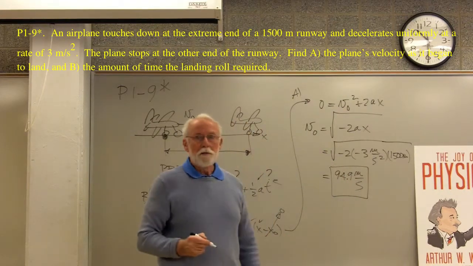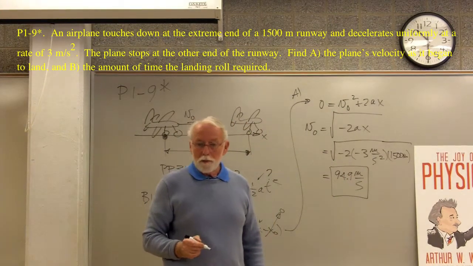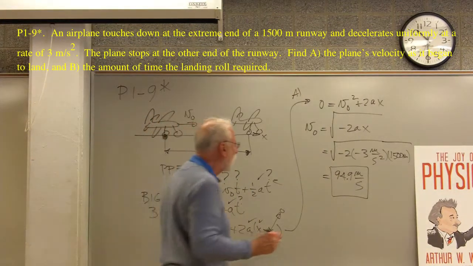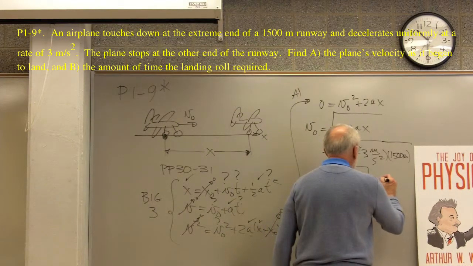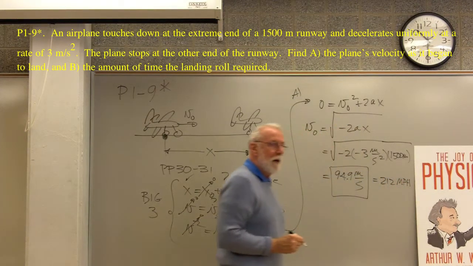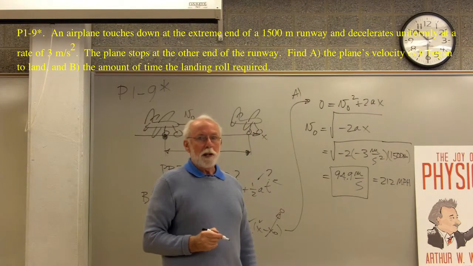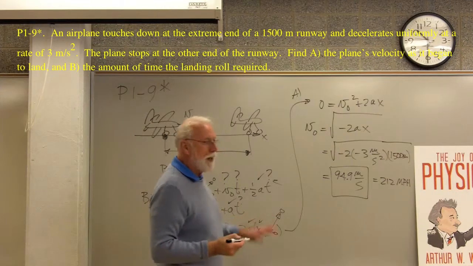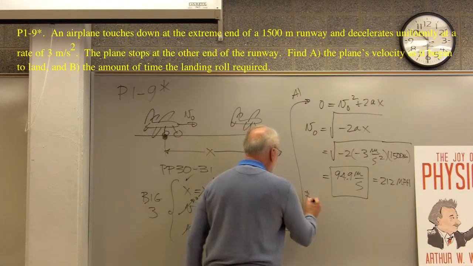Have to apply our test of reasonability. Does this seem reasonable? Well, I converted it to miles per hour for you, and it turns out that this is about 212 miles per hour. Does that sound about right? Yeah, well, the big jets land at about probably that, or maybe more. So that could be okay. So we'll take that.